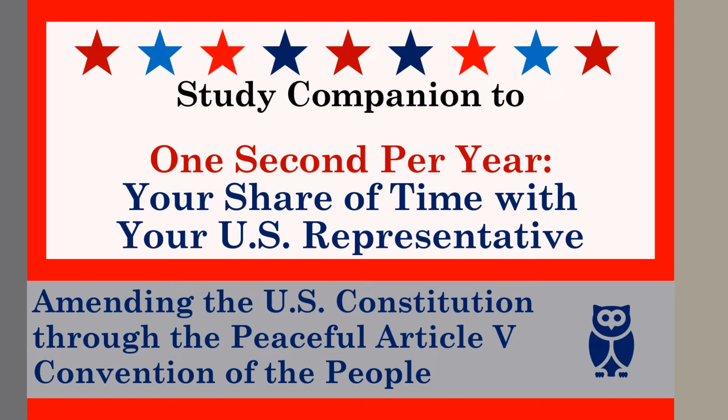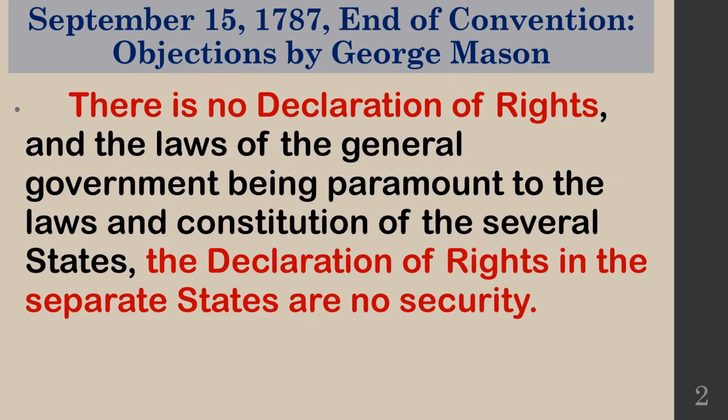This video is the study companion to 1 Second Per Year, your share of time with your U.S. representative. At the end of the Constitutional Convention of 1787, Colonel George Mason had written down a number of objections to the new Constitution on the back of the pages that they had been using as a report of the various constitutional terms they were discussing.